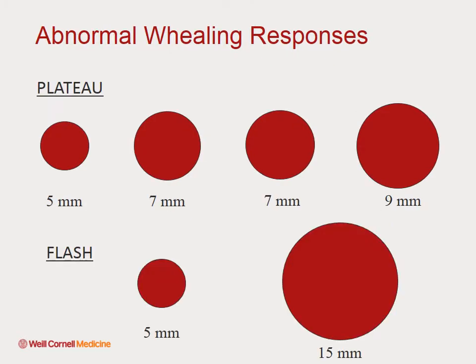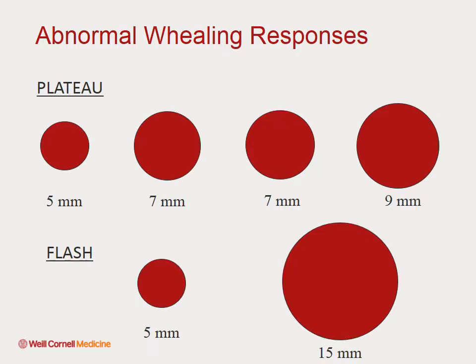Now let's look at some abnormal wheeling responses, because you don't always get that easy 5, 7, 9 sequence that you're looking for. Sometimes you'll get a plateau, which means you'll get 5, then you'll get 7, and then you'll repeat the stronger dilution, get another 7, and then you'll get your 9 millimeter. Now, when you're looking at this, you'll say, well, which one is the endpoint? Is it the first 7? Is it the second 7? Well, it's the second 7 millimeter wheal, because that's the one that initiated progressive wheeling. So whichever dilution that is, that is your endpoint for that allergen.